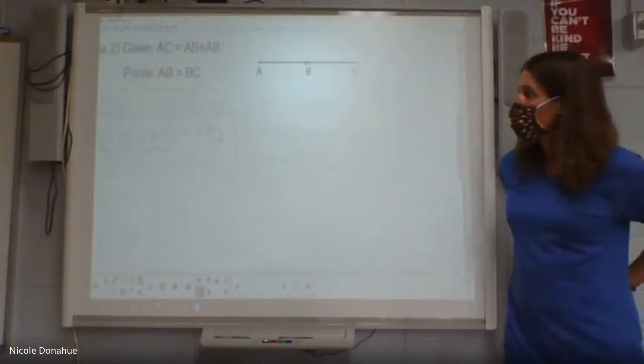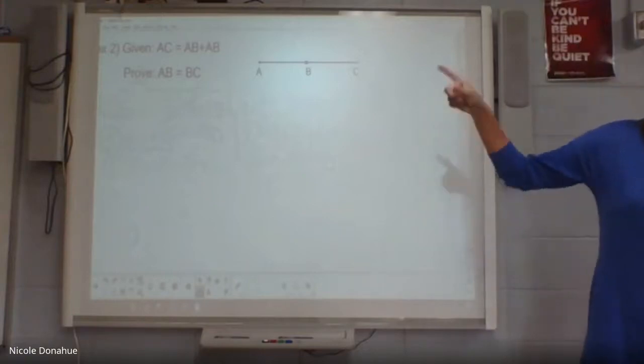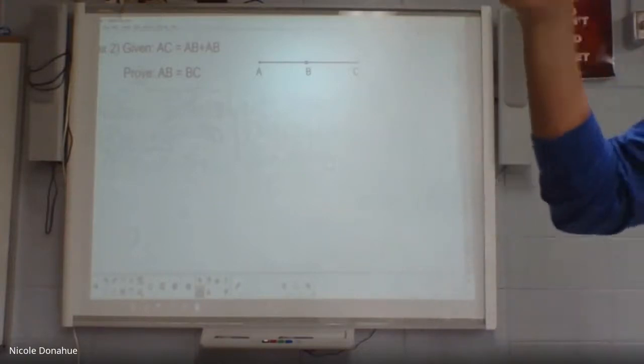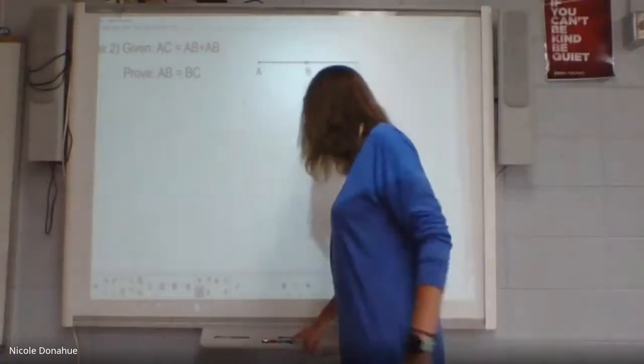So in this case, they give us that AC equals AB plus AB. That's kind of a weird statement there, so take a minute to look at that. It's probably not as obvious, they're not telling us the obvious. So AC equals AB plus AB.